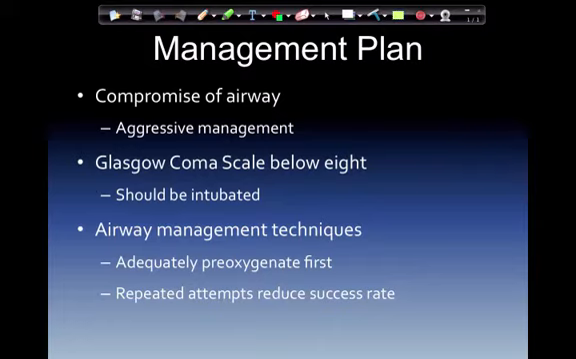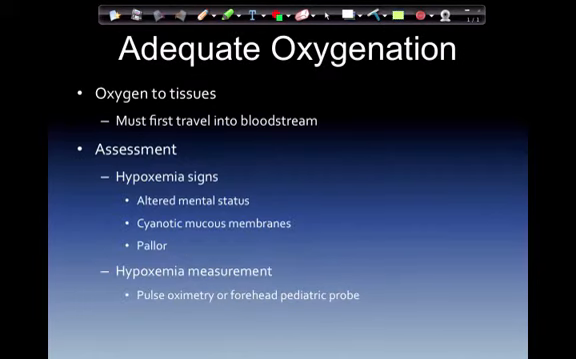Glasgow Coma Scale below 8, the patient should be intubated. Airway management techniques: adequately pre-oxygenate the patient first. Repeated attempts at intubation reduce the success rate. The book suggests a total number of 2 times before switching to an alternate means. An example of this would be a supraglottic airway.